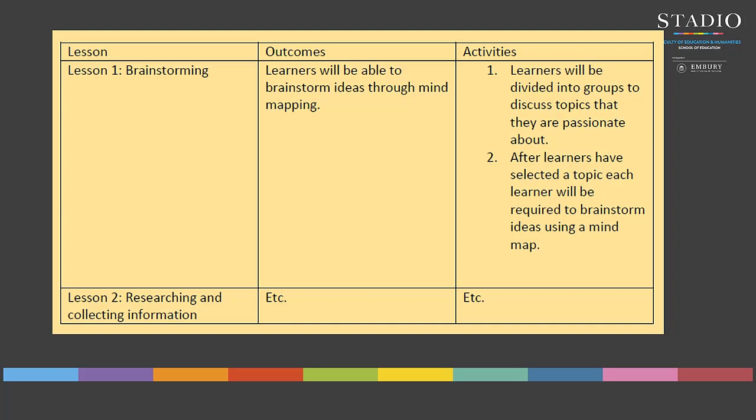You will continue doing this for every lesson that you are planning to teach until you get to the end, which is the final product of your information text. As you can see here, I've moved on to lesson 2 and I've chosen to go researching and collecting information. You'll include your outcomes and then your activities.